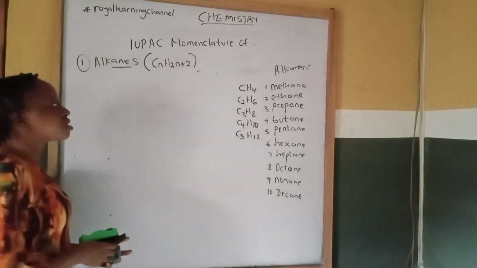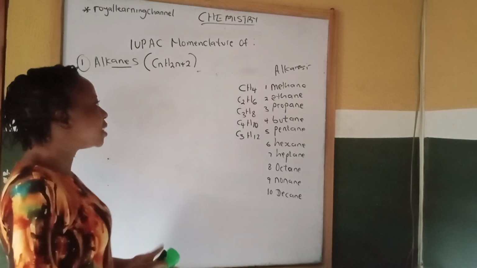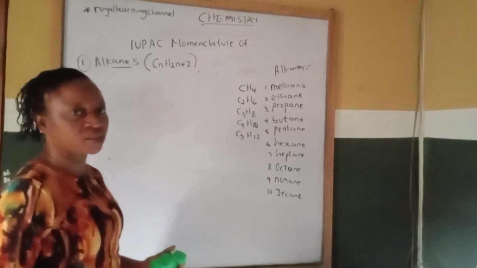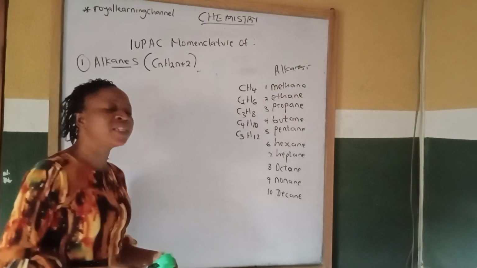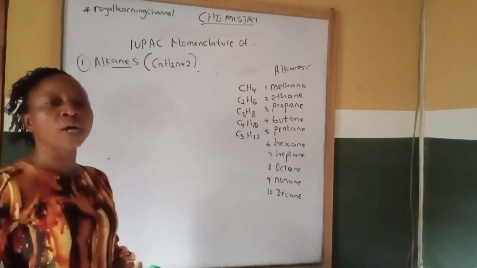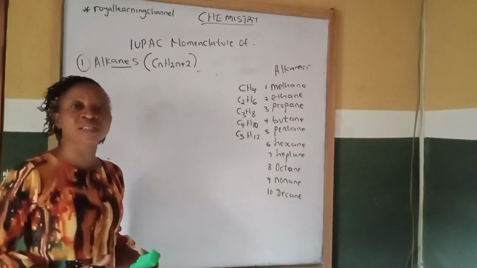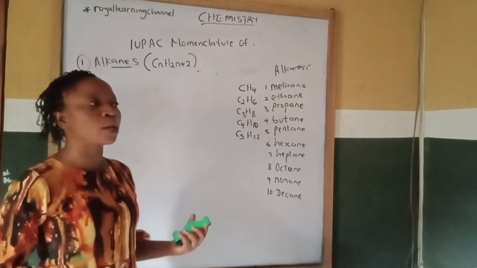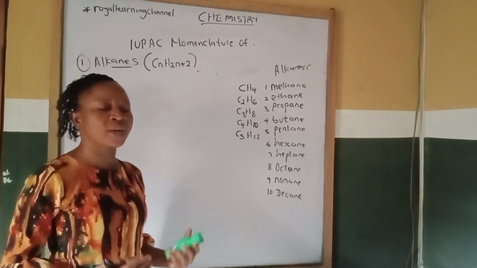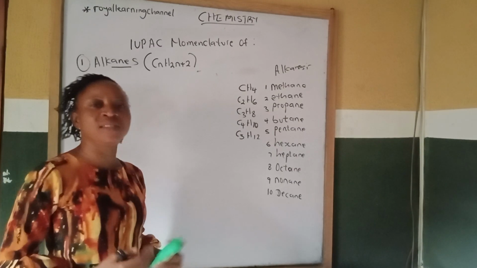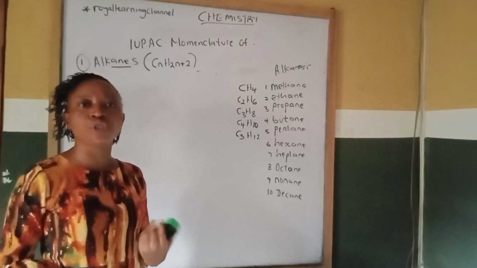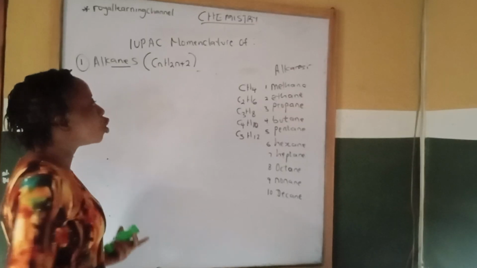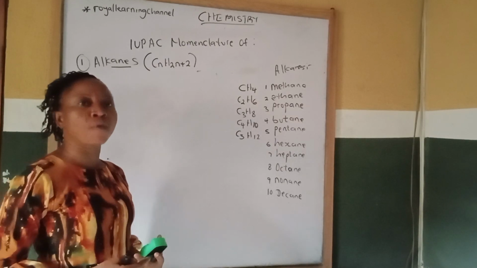Then we are going to look at the structure of an alkane with substituents. I explained in my last video under IUPAC nomenclature that your substituents can be an atom, and mostly they are atoms of halogens. Your substituent can be an atom, that is atoms of halogen like chlorine, bromine, fluorine, iodine, and so forth. Then it can be a group of atoms.